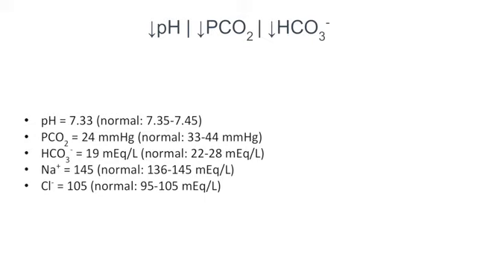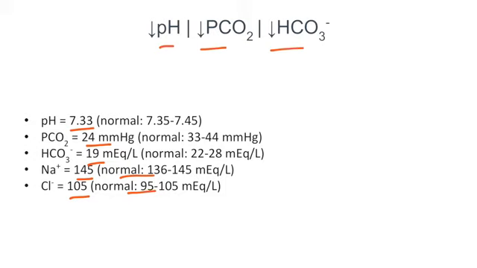Here's another example. Let's say an 8-year-old girl presents to the emergency department because she's hyperventilating. Her pH is 7.33, PCO2 is 24, bicarb is 19, sodium is 145, and chloride is 105. So low pH, low PCO2, low bicarb, normal sodium, and normal chloride.